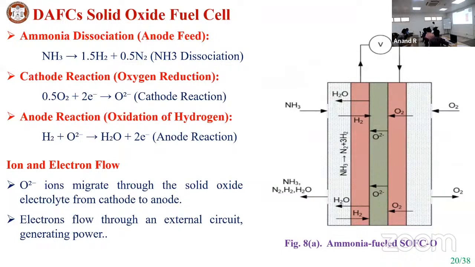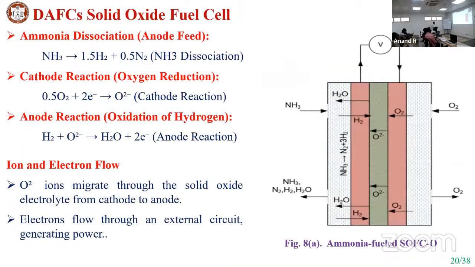When ammonia is dissociated at the anode side, you produce hydrogen. 1 mole of ammonia produces 1.5 mole of hydrogen and half mole of nitrogen, if it is completely converted. If it's not completely converted, you can recycle it and send it back. Similarly, 0.5 mole of oxygen combined with electrons coming through the external circuit produces O2 minus. H2 comes out from the anode through the electrolyte, reacts with the O2 minus entering the electrolyte, and forms water. During this exothermic reaction, apart from water and heat, electricity comes out, which is taken for different applications.